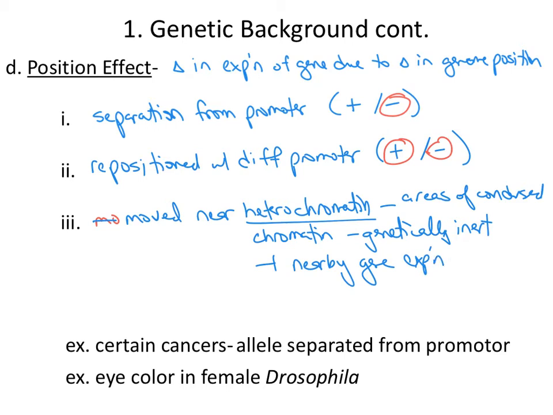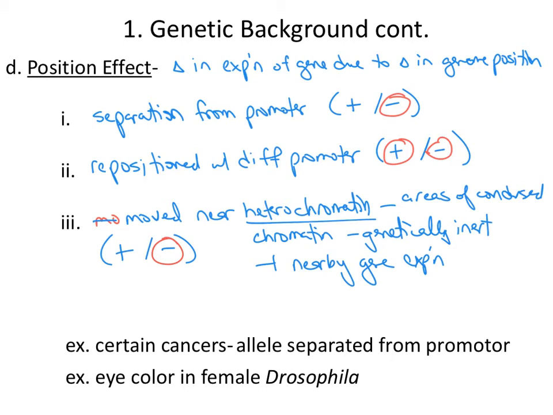So it stands to reason if you move a gene near heterochromatin, what's going to happen? Are we going to stimulate or inhibit expression? We're going to inhibit it. Okay. So an example of position effect that has been associated with certain cancers, where an allele has been separated from a promoter.